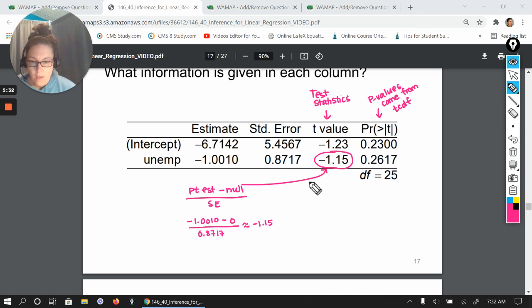Okay, and then for the second row, the tcdf command, we would put in negative 999, comma, negative 1.15, comma, and then the degrees of freedom are 25. It tells us that right here. And we're doing a one-sided p-value, remember, for this part. That gives us about 0.131.